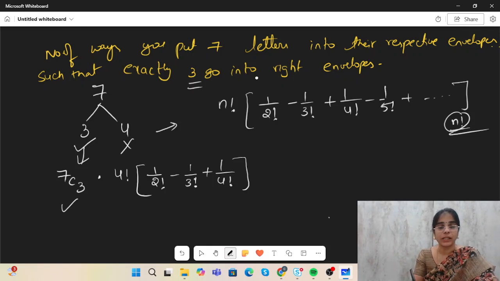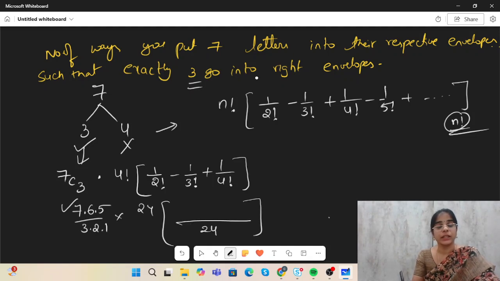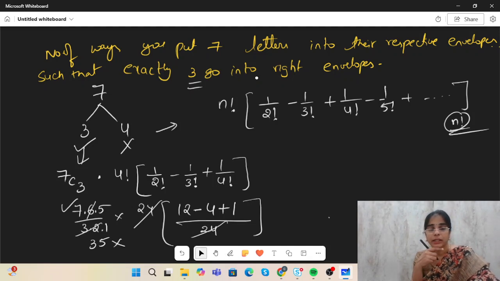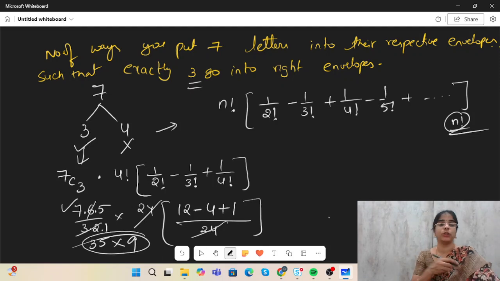So now this is anyhow 7C3, that is 7 into 6 into 5 by 3 into 2 into 1 into 4 factorial, which is 24. Your LCM obviously is 24. Here it is 12 minus 4, 8, 8 plus 1, 9, right? 24 gets cancelled here, 6 gets cancelled here. Your final answer will be 35 times 9. So 35 into 9, whatever it be, that is your answer for your question, right?